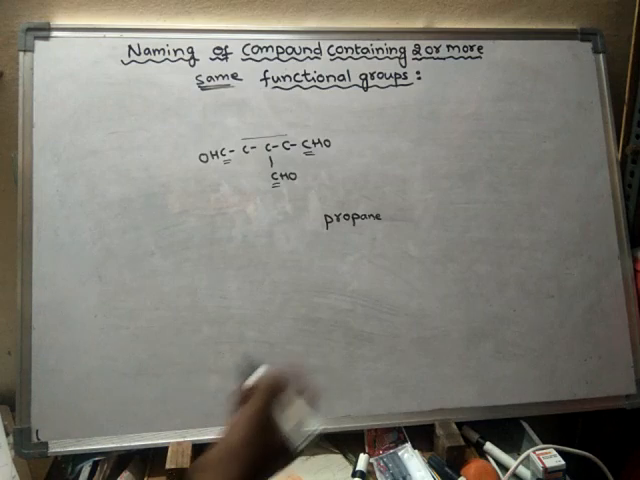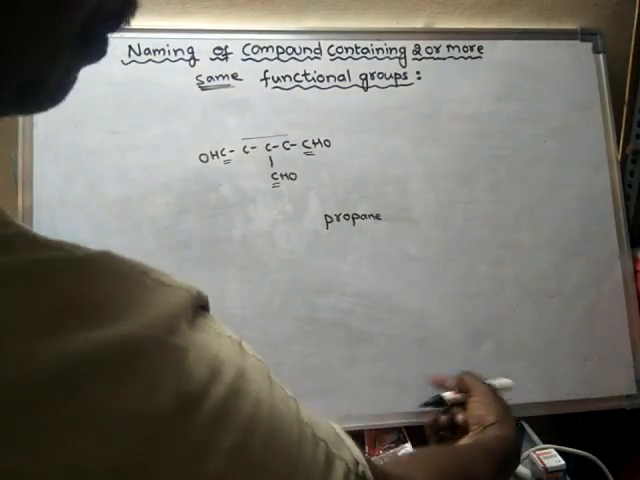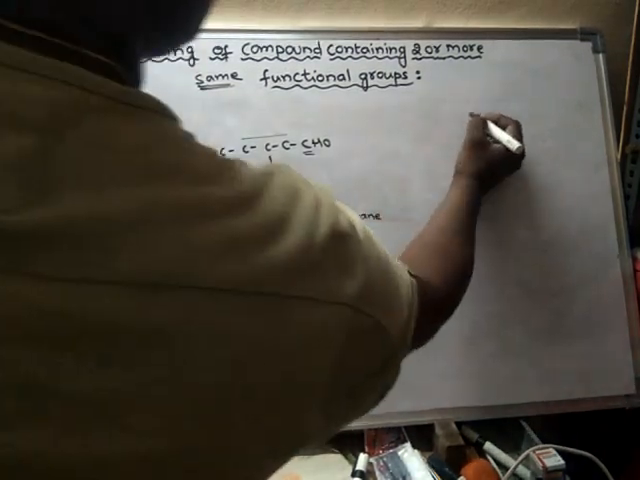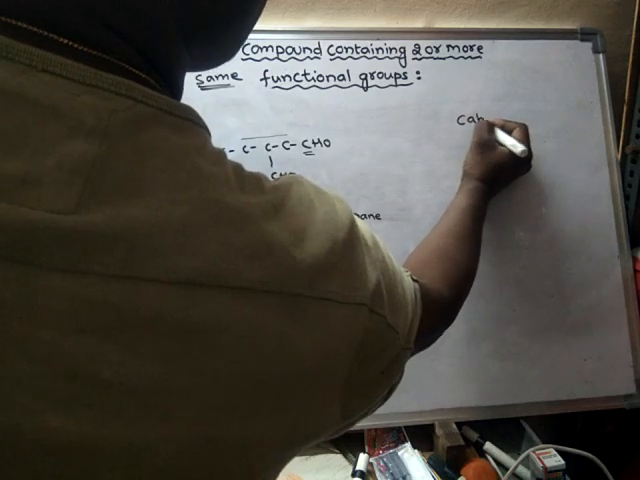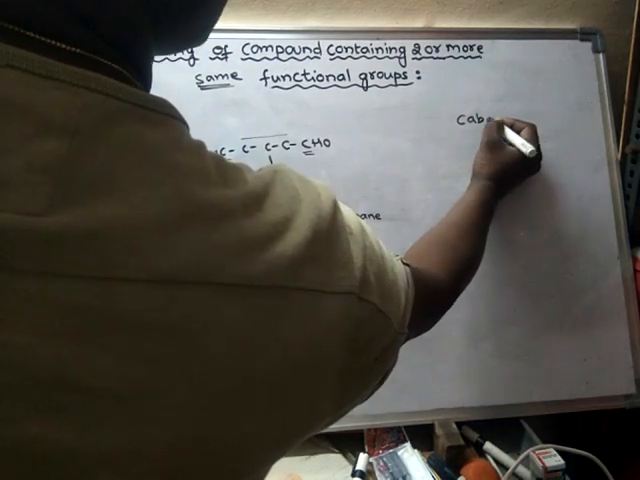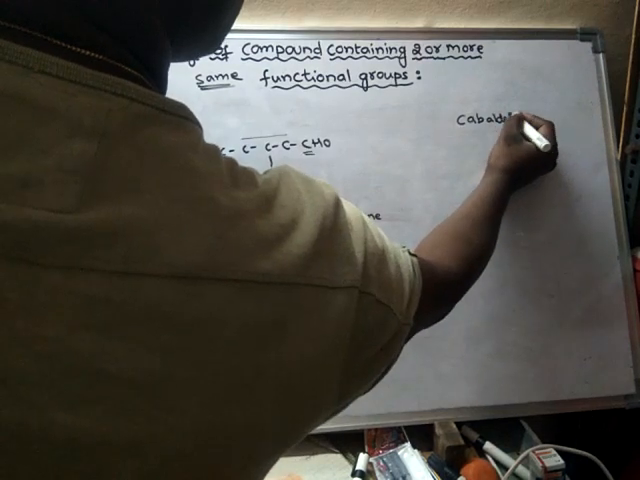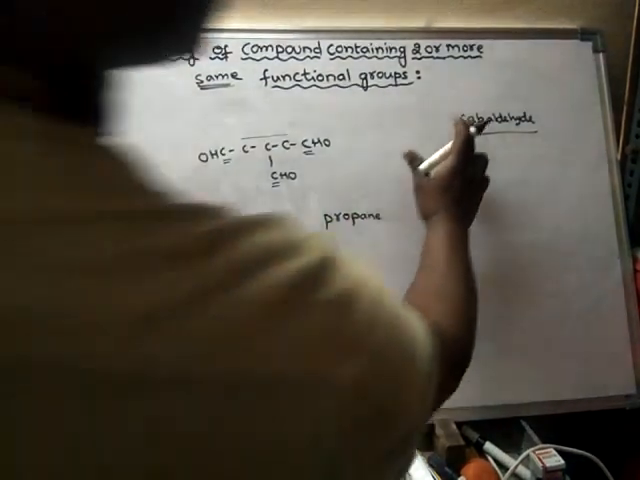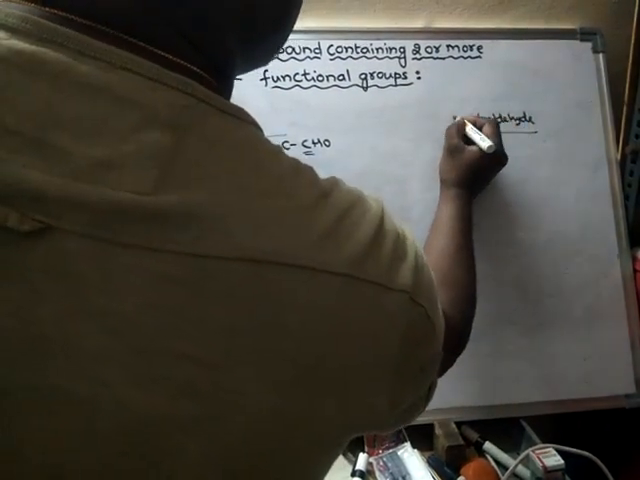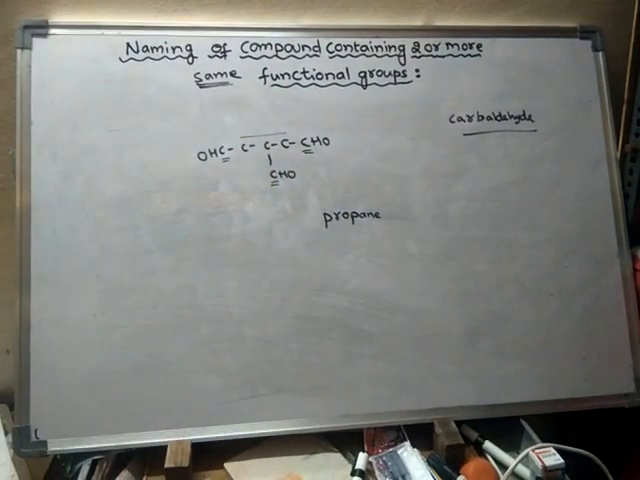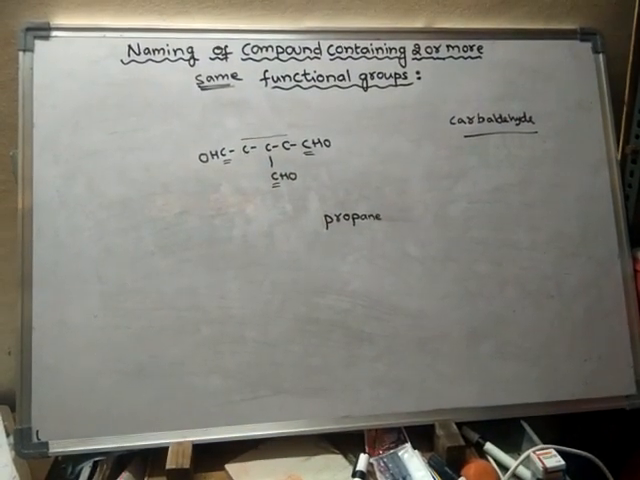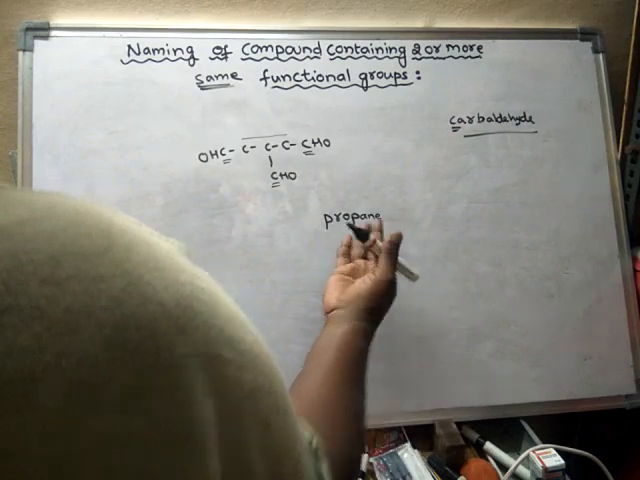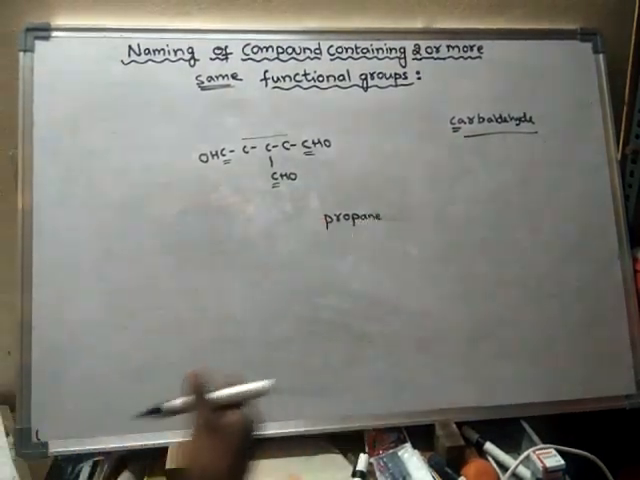See, in the previous case we didn't remove E. Here also there is no need of removing E, because for aldehydes we have to use the name carbaldehyde. So the first letter C is not a vowel. Hence this E will be retained in the name.